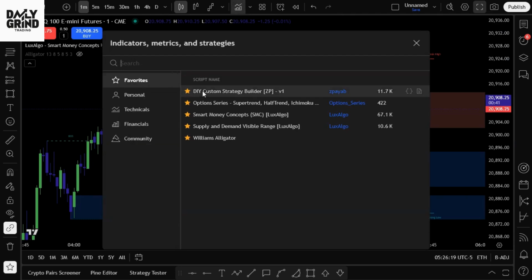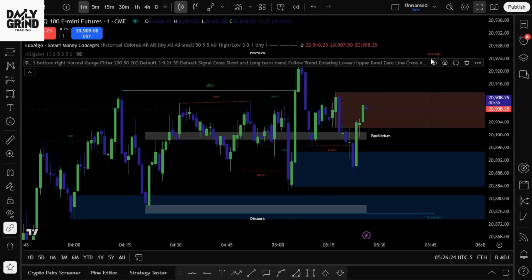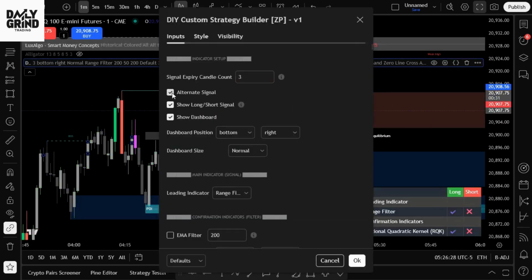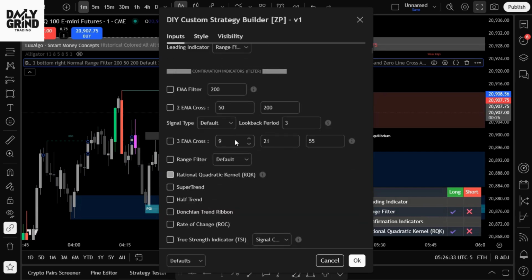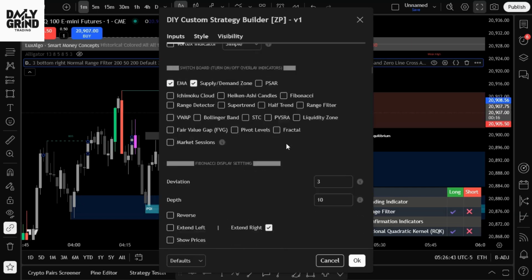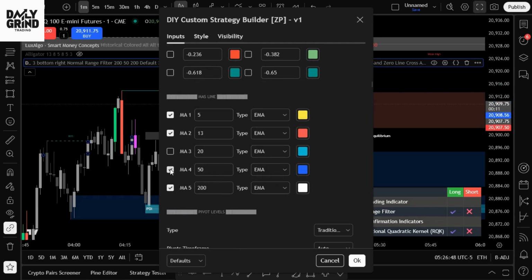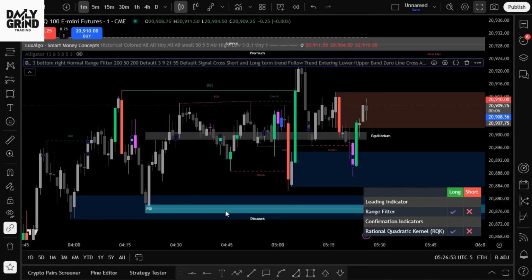Also, DIY custom indicator. Go to settings. I'm going to unselect all these check marks. I'm going to select EMA, supply and demand. On the EMA, I'm only going to select the 200. And that's it.